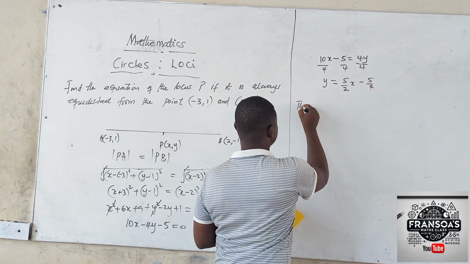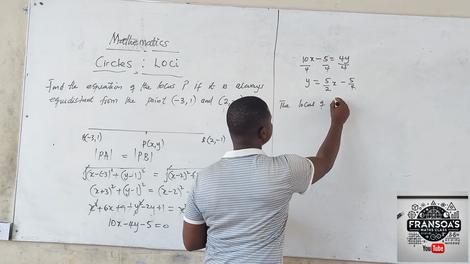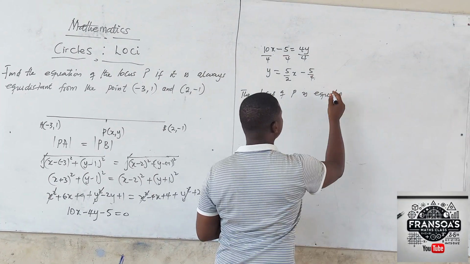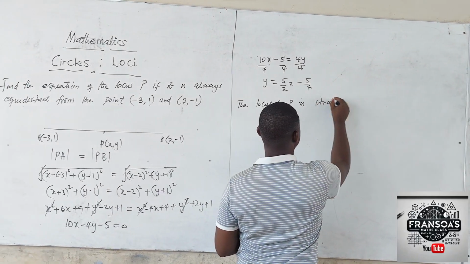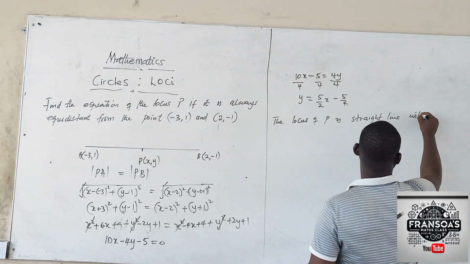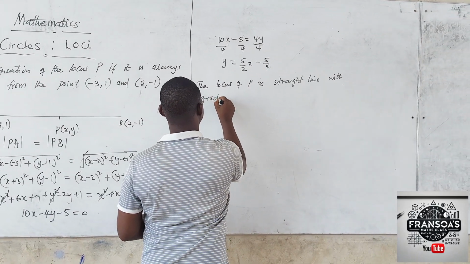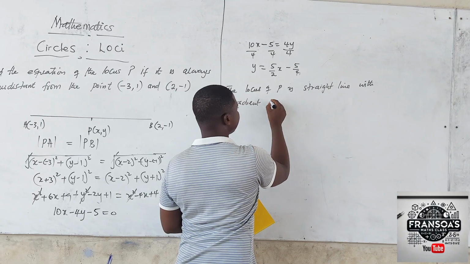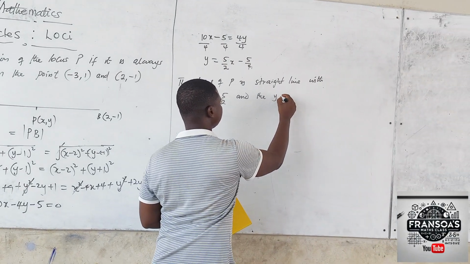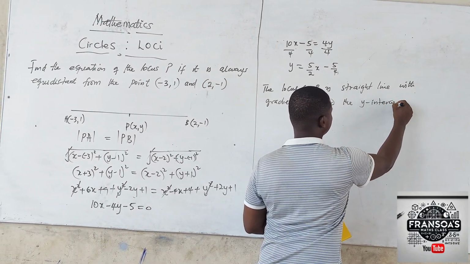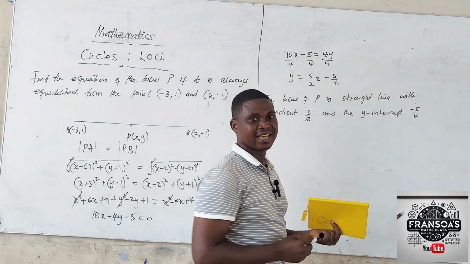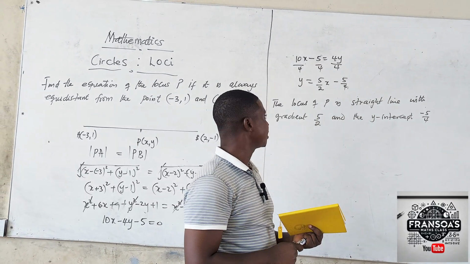So the locus of P is a straight line. It's a straight line with gradient, the gradient of this is 5 over 2, and the y-intercept is negative 5 on 4. So this is the locus of that.